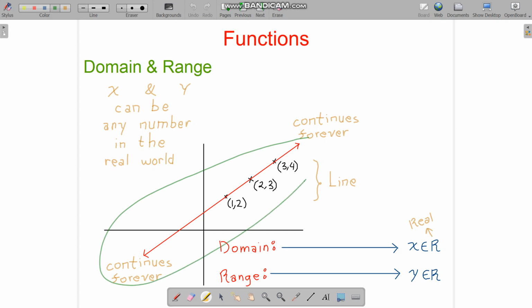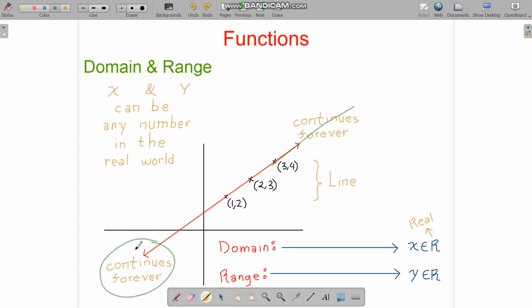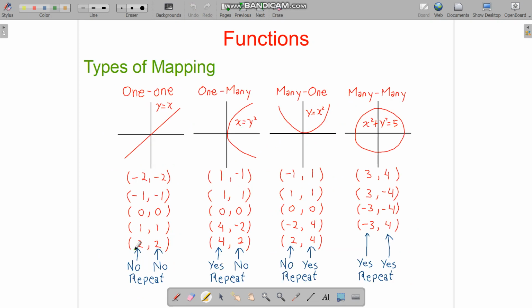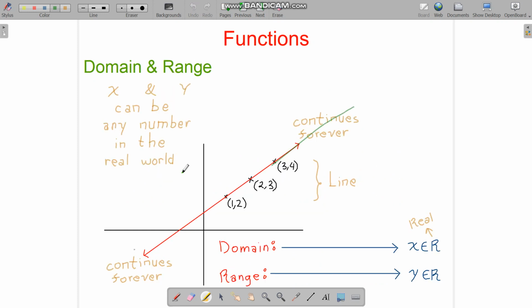This is the case where we have a line this time, not a line segment, so it continues forever in this direction, continues forever in this direction, and we just say x element real, y element real, because the domain or the x value can be any number in the world, positive, negative, up to negative, positive infinity, for the range as well. Types of mapping, we have one-one, one-many, many-one, many-many.